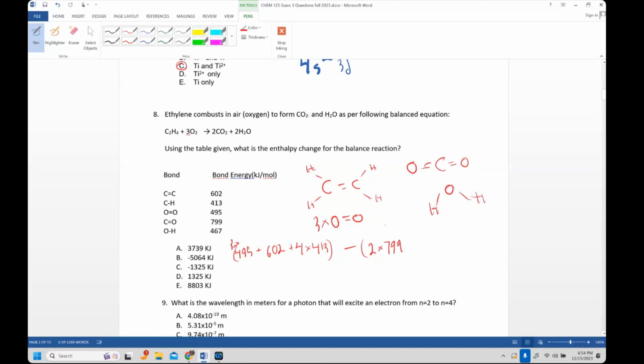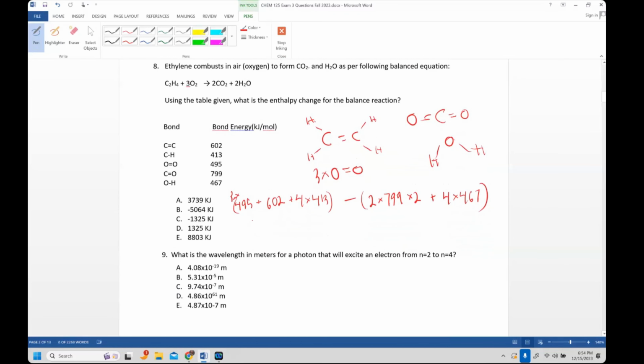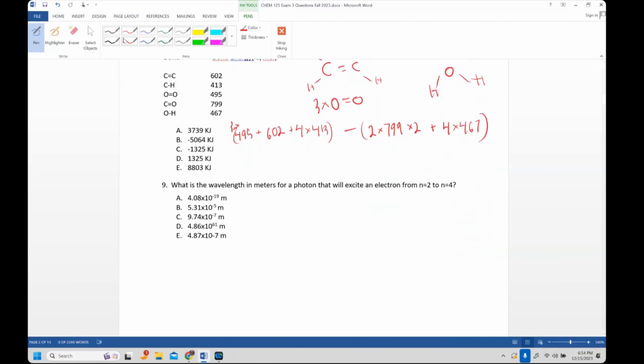So we have 3 times that. And then we have 2 CO2s. So this would actually be 2 times the 799, times another 2, because there's 2 CO2s, plus 2 times the waters. Now each water has 2 OH bonds. So it would actually be 4, meaning the 2 OH bonds, times the 2 H2Os themselves, times 467, like that. And then if you solve this, you'll get one of the answers. One of you guys could try that out on your own and see what you get. But yeah, that's how you do it. It's bonds broken minus bonds formed.